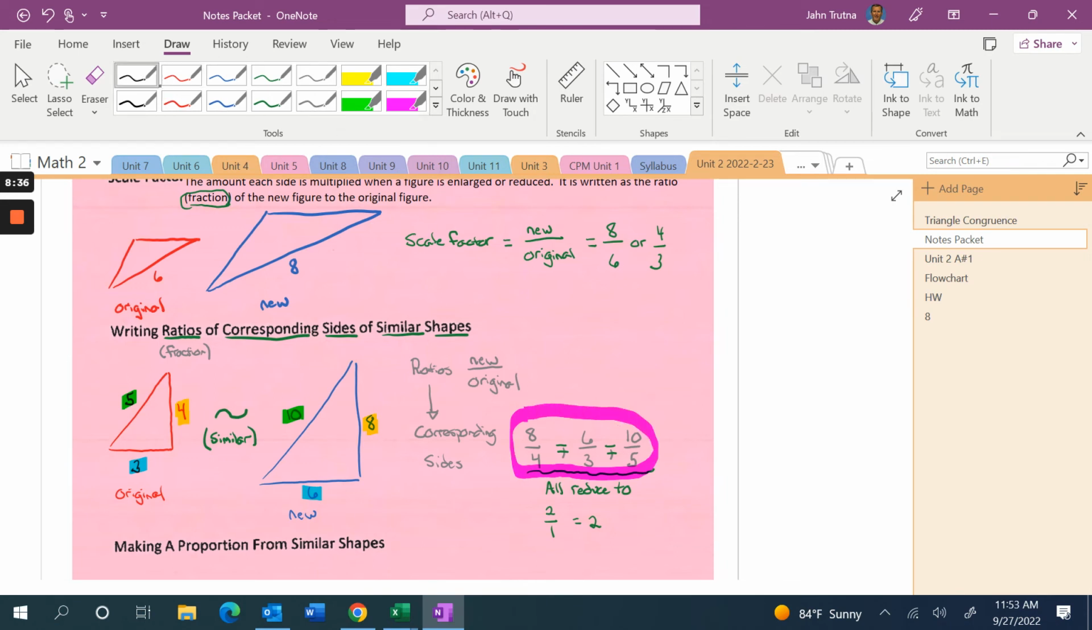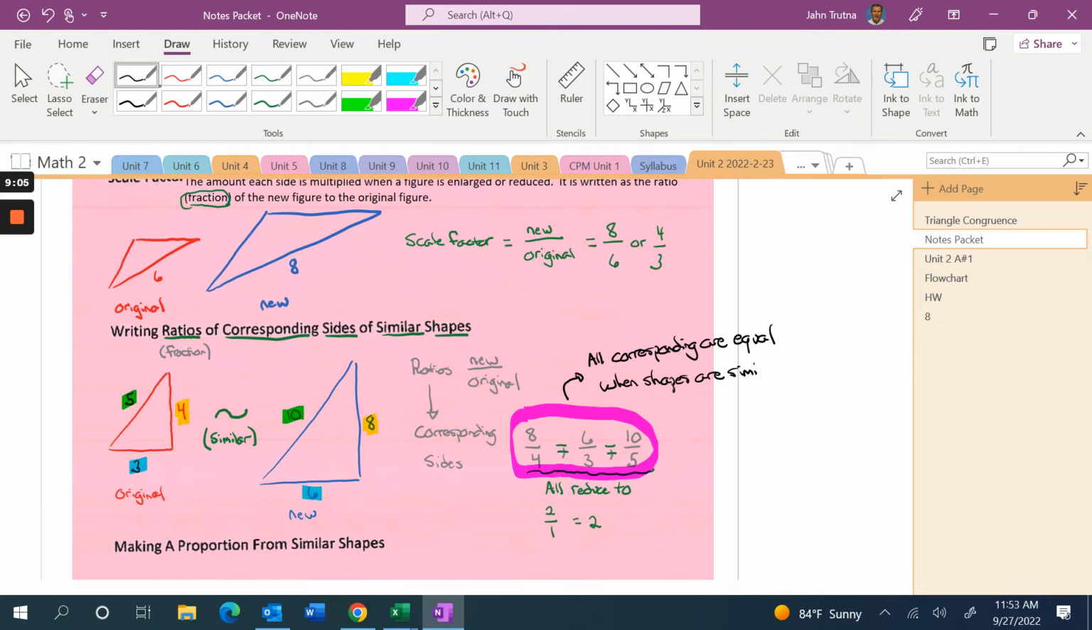And what happens is that all corresponding ratios are equal when shapes are similar. Shapes are similar. Okay? And this will be always the case.